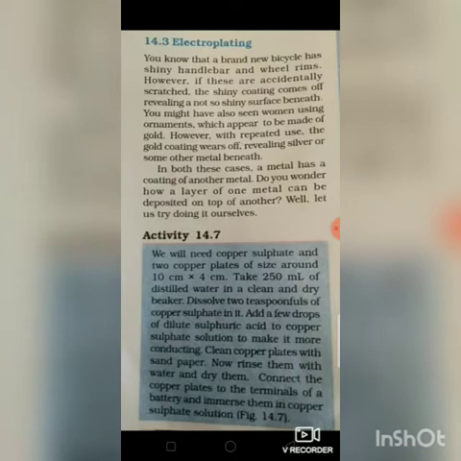Take 250 ml of distilled water in a clean and dry beaker. Dissolve 2 teaspoons of copper sulfate in it. So you are going to take a beaker and put distilled water into it, 250 ml, and dissolve two teaspoons of copper sulfate. Add a few drops of dilute sulfuric acid to the copper sulfate solution to make it more conducting.